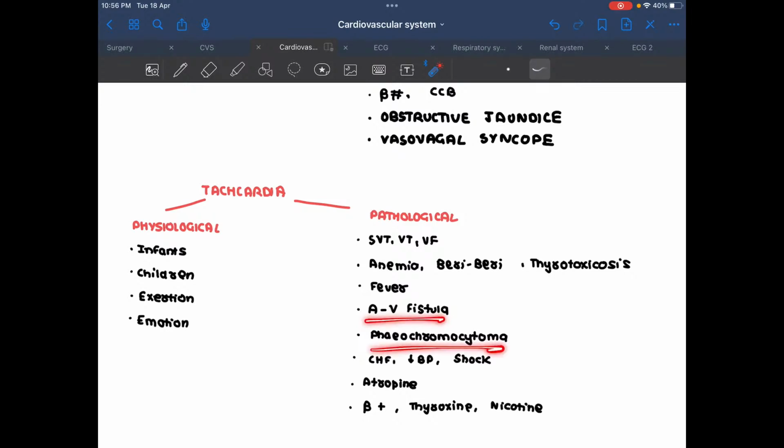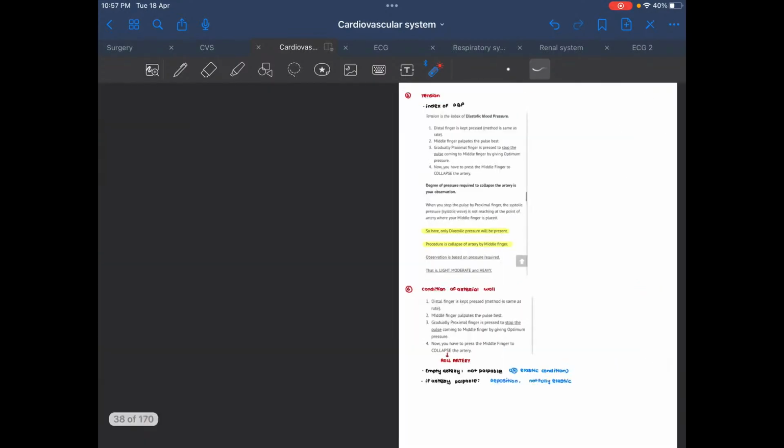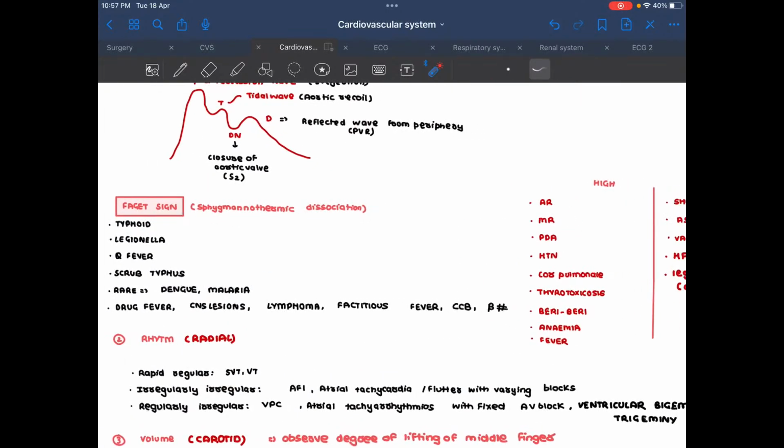AV fistula, pheochromocytoma, congestive heart failure, decrease in blood pressure can lead to increase in heart rate due to your baroreceptors as well. Shock, atropine, beta agonist, thyroxine and nicotine. All of these are causing tachycardia, right? Take it. So as we've seen, Faget sign, that is your sphygmothermic dissociation. That's your typhoid, Legionella, Q fever, scrub typhus. Rarely, dengue and malaria can also cause it.